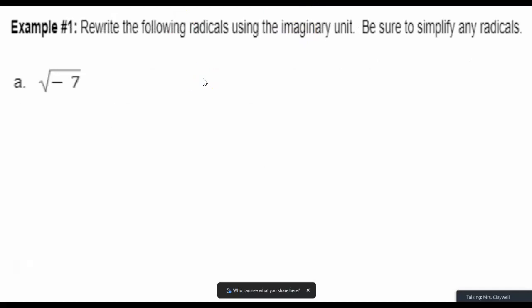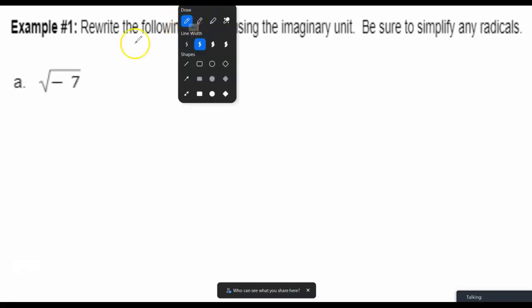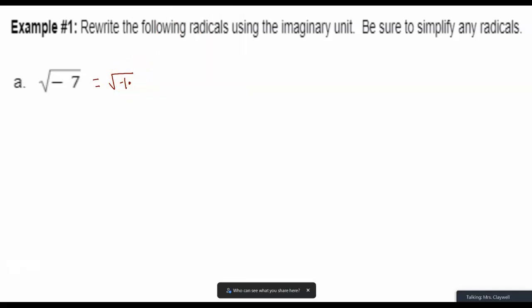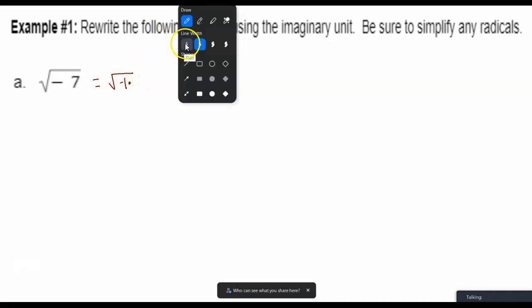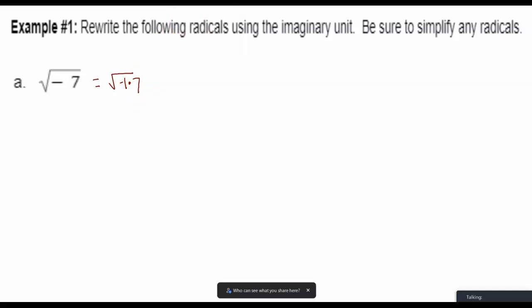So with this, let's go to the next screen and practice it with just a simple square root of -7. Try it on your own, rewriting this with a -1. Feel free to pause this and try it on your own. Wherever I see a -1, that can become an i outside of the radical. So square root of -1 became an i.